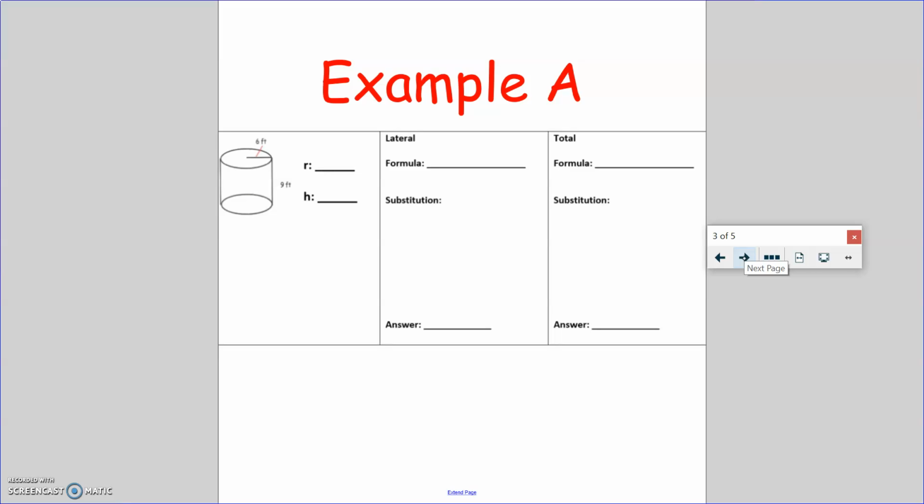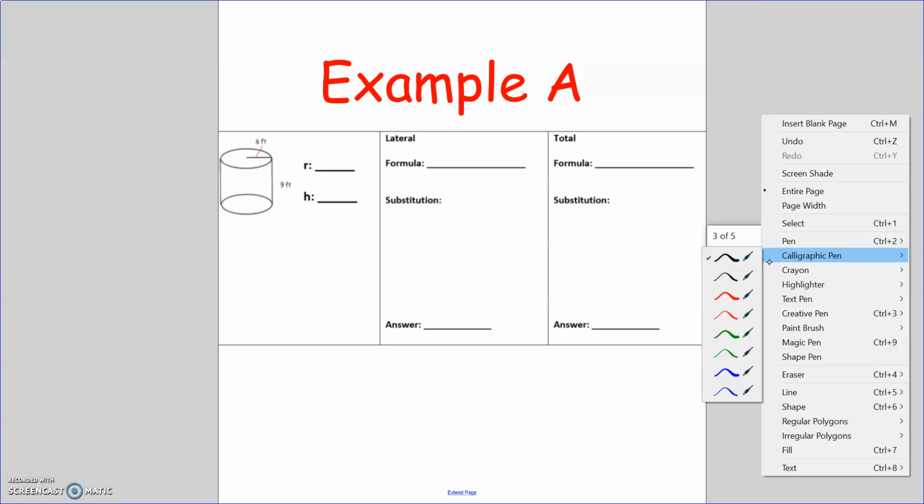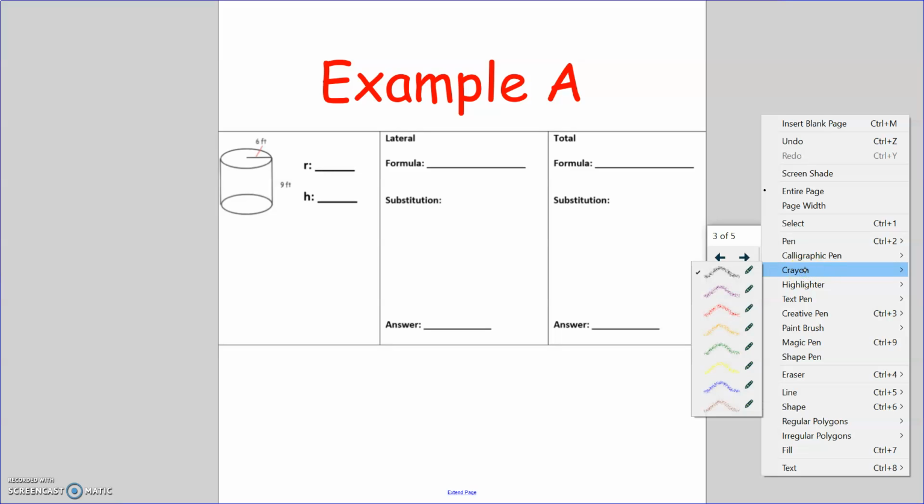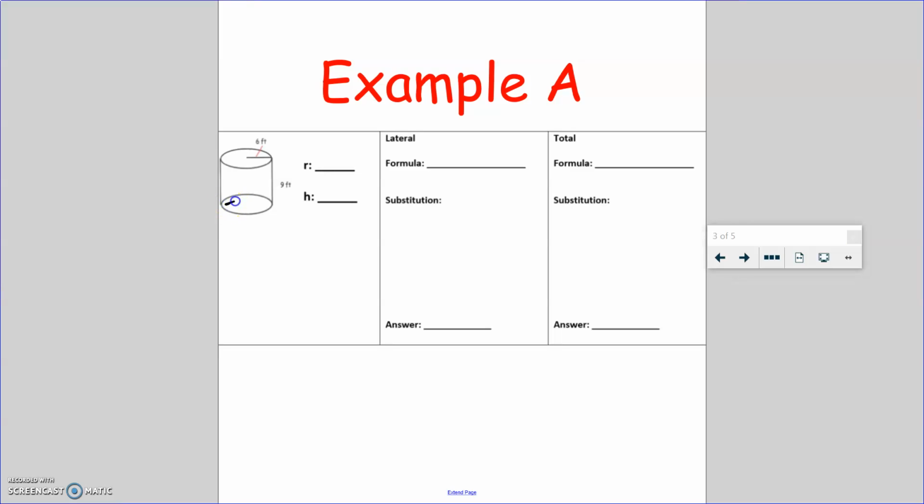For example A, I have a cylinder here and I'm looking for my lateral and total surface area. The first thing I'm going to do is shade my base. Remember, we know our base is a circle, and I'm given the radius in this instance, which is 6. The height would be the height of the cylinder, from the base to the top. So it's the distance between the two bases. The height of this cylinder is 9 feet.